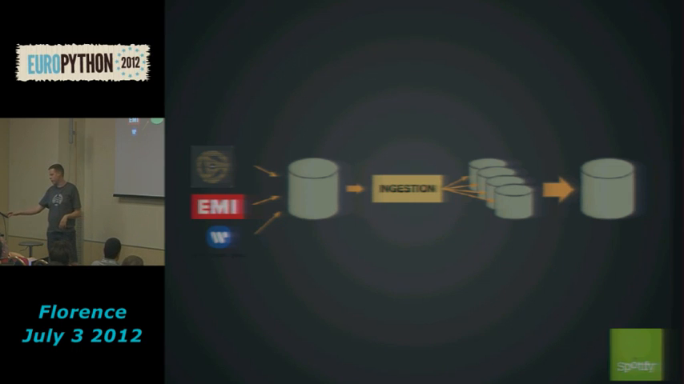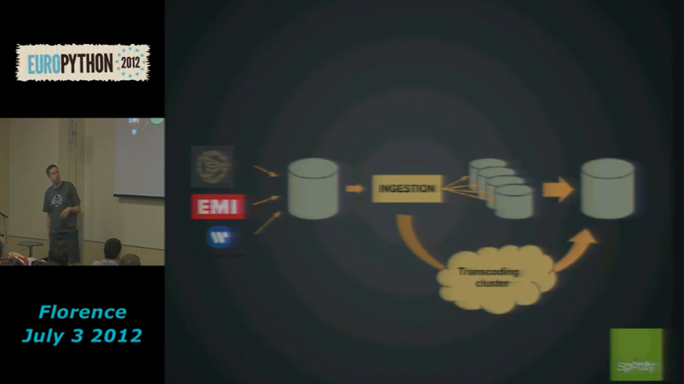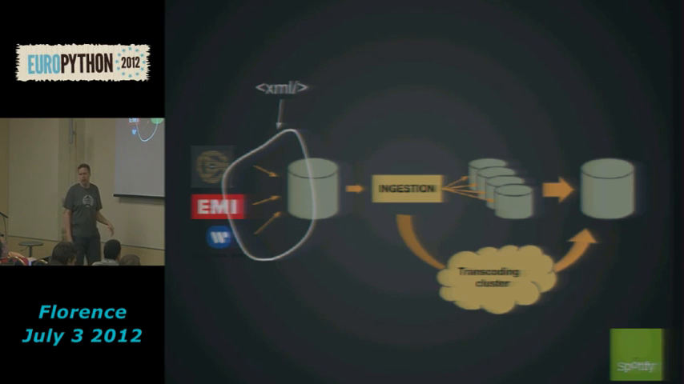In addition to this, we also need to transcode all the stuff that comes from the label. So we get raw audio, and we want to transcode it to our format. Now, of this whole picture, the anti-hipster stack starts at the very beginning. We actually get XML, really, really nice and lovely XML from the labels, and we get loads of it.